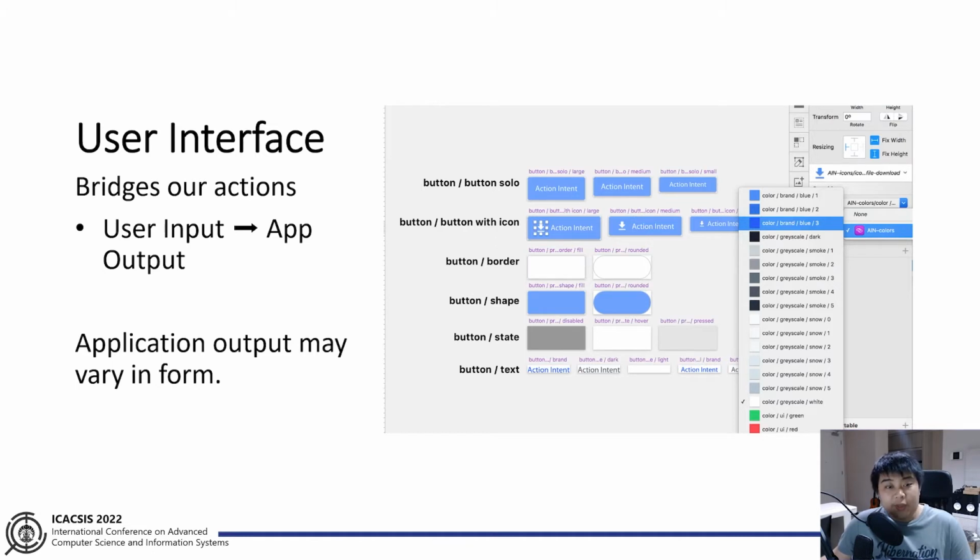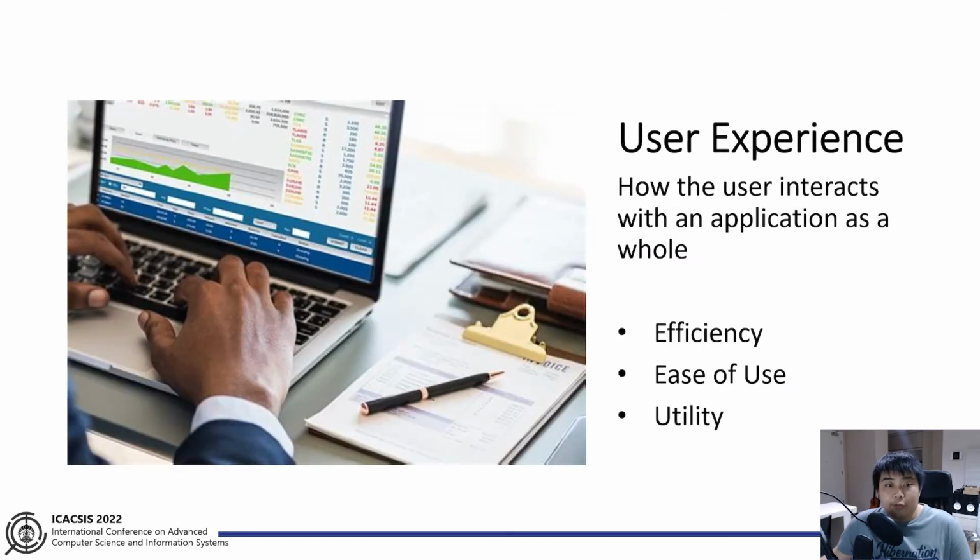In the form of feedback, this output may be text, images, buttons, or videos. After using the application for a period of time, the user will naturally feel the application's usability. From the perception of efficiency, ease of use, and utility, these things are what is called the user experience. It is essentially how a user interacts with the said application.